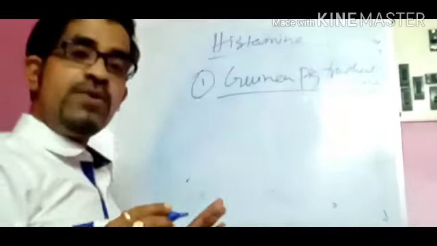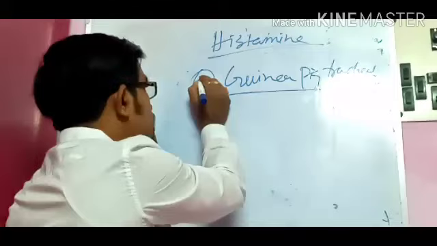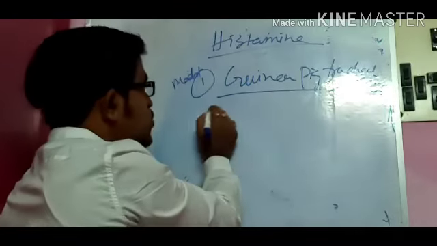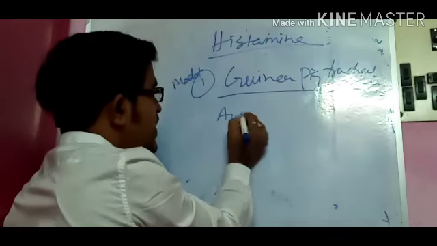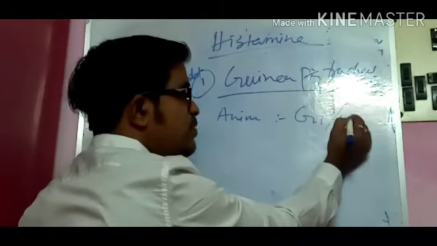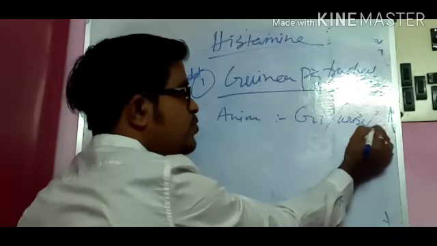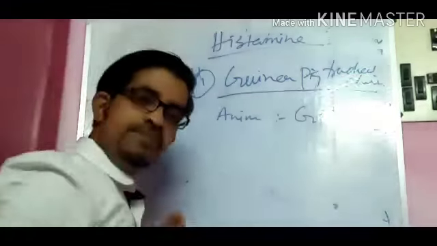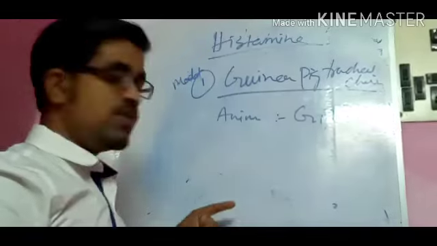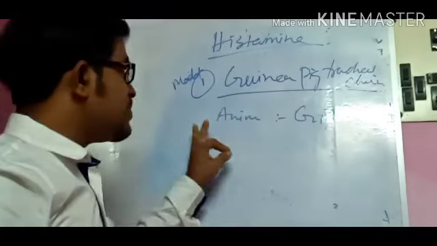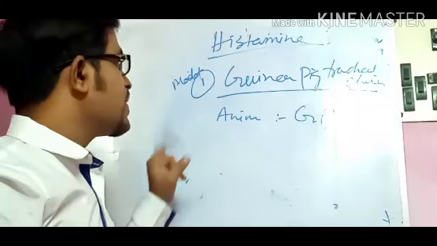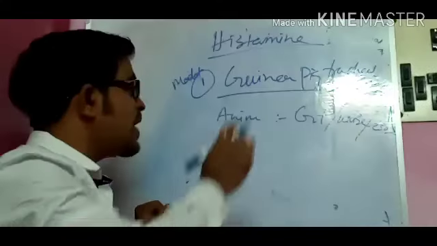This is model number 1. On that, we are taking the guinea pig as the animal. You may take either sex, and the weight should be 250 grams and above. When you collect this animal, it is perfect for our bioassay of histamine. Now, what is the principle behind this?